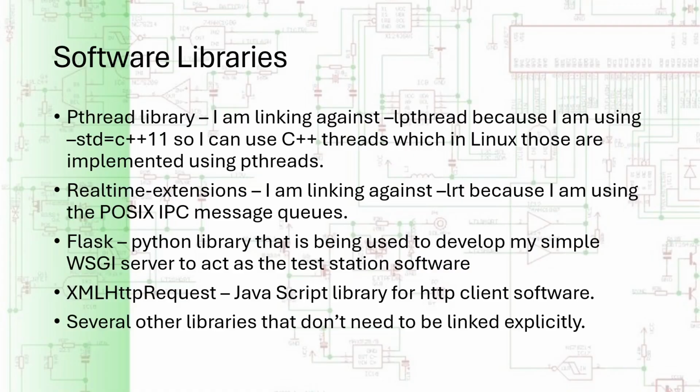Software libraries, obviously I'm using pthreads. As you all probably know, C++11 has threads as part of the language. However, in the backend, they're just pthreads, and they act like pthreads. And in fact, in order to use C++ threads, you have to link against pthreads. I'm using the real-time extensions library as well in order to use the POSIX IPC message queues.